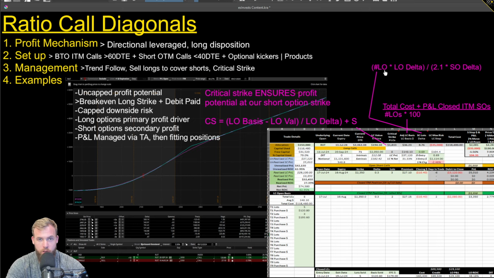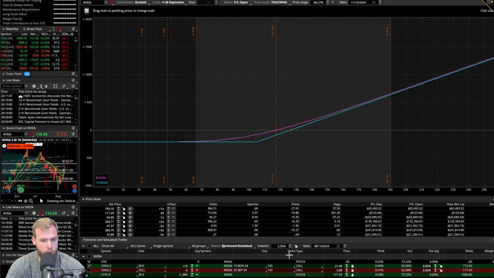So I take the number of long options I have times the long option delta. Literally all that's doing is accumulating my total deltas. And again, your platform will do that for you. If I take a look down here, this right here, you see this 7/12/92, it tells you your total deltas. In this case, we want to make sure that we never have a scenario that our short call deltas overwhelm our long call deltas.